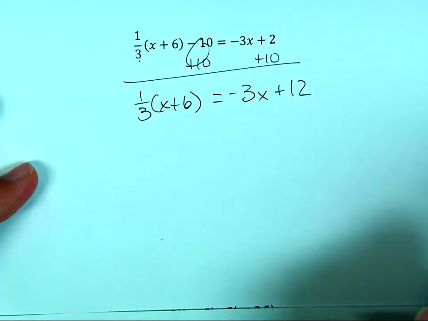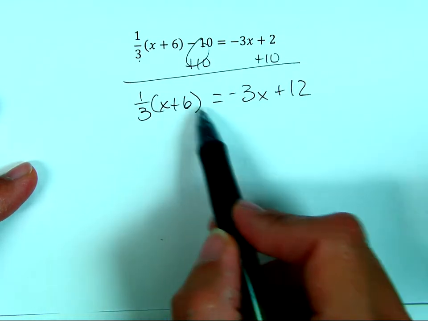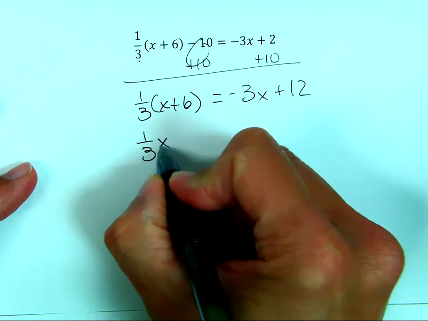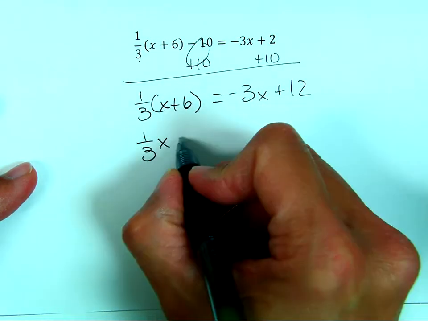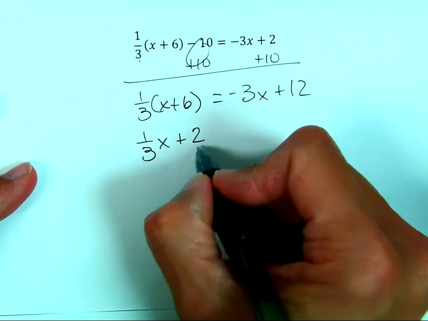Negative 3x plus 12. Now I can either distribute or I could multiply both sides by 3, but I find that it's probably better for most kids to distribute. It's okay if you want to just multiply both sides by 3. You'd have to multiply each of those by 3. So 1/3 times x is 1/3 x. 1/3 times 6 is 2.